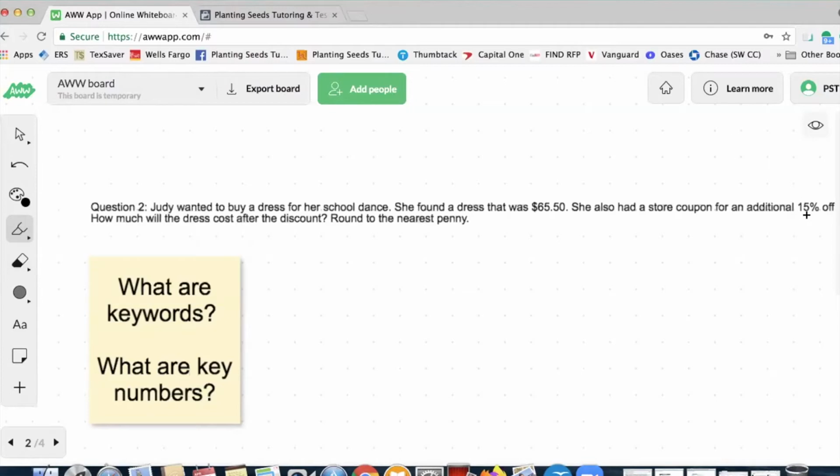The first thing we're going to look at, I guess it can be a combination of a word and numbers, is the 15% off. The other thing we're also going to see here is after. Another important thing is penny, nearest penny. Now, what are some of the key numbers? We already got that with the 15%, and then obviously what's really important is the total amount, $65.50. That's the amount that she paid.